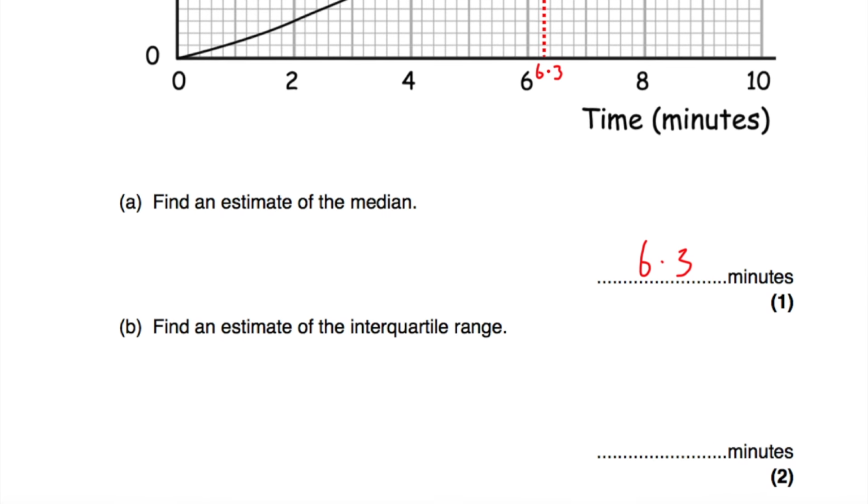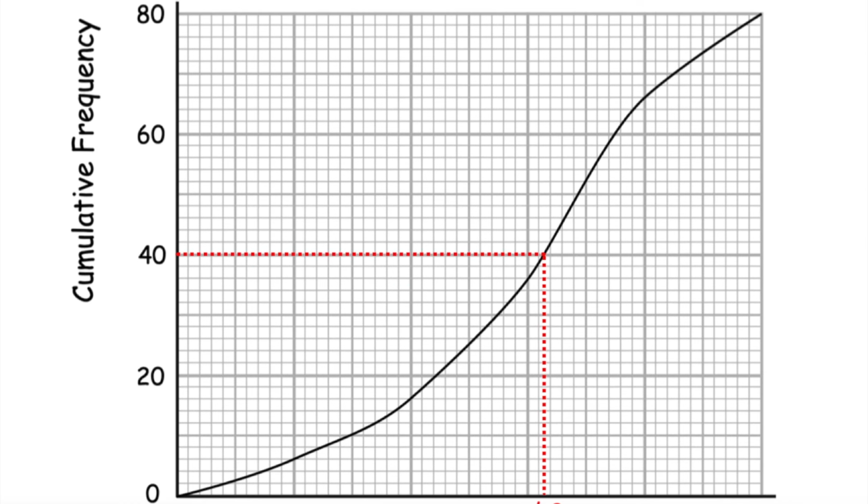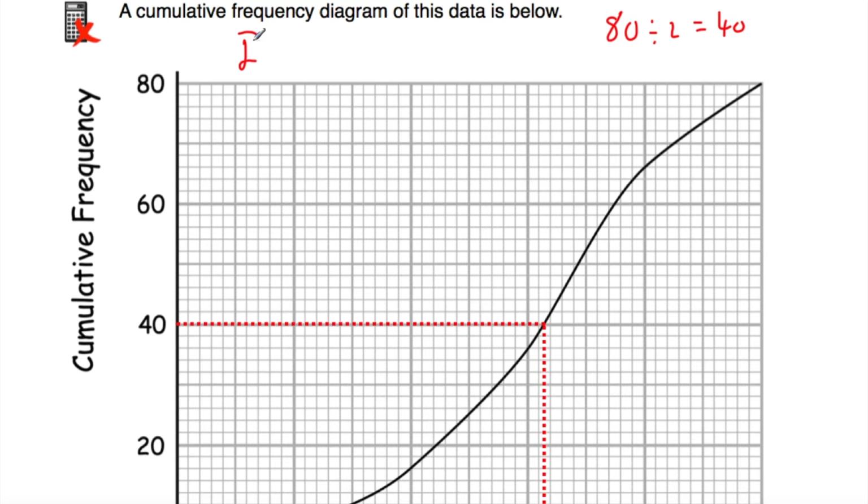And then if we go down, part B says find an estimate for the interquartile range. So let's find the interquartile range. The interquartile range is equal to the upper quartile subtract the lower quartile. So let's find the upper quartile and the lower quartile. I'm going to start off with the lower quartile.